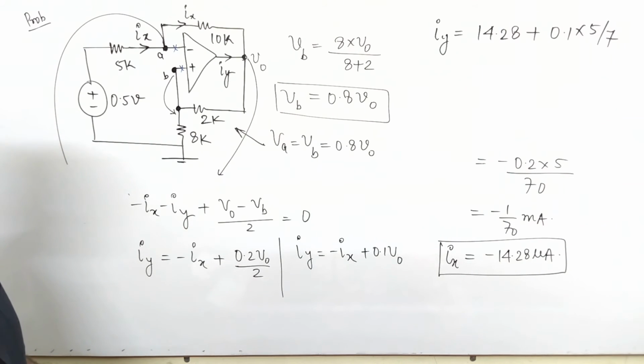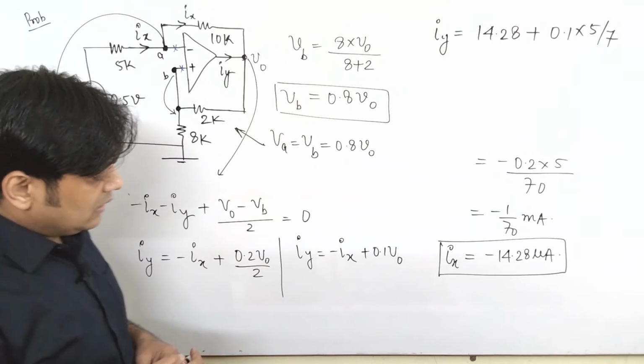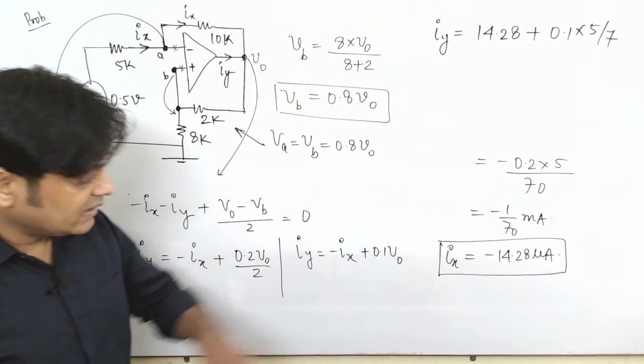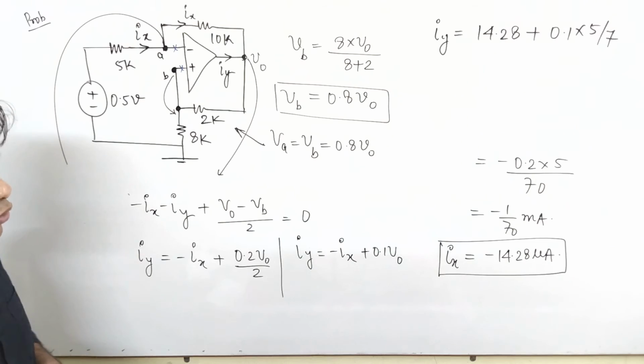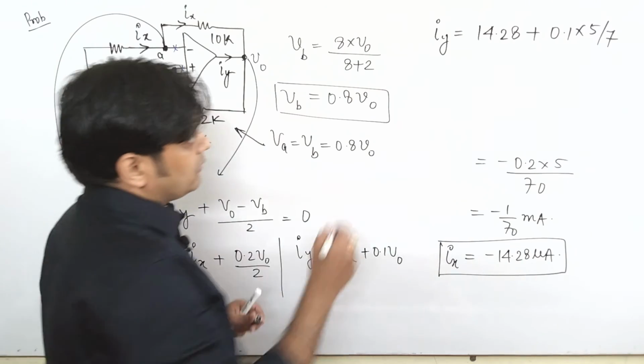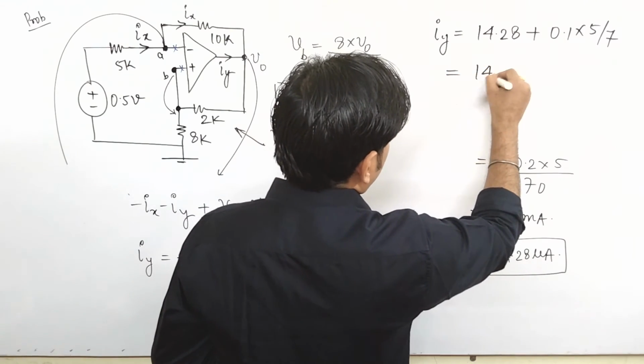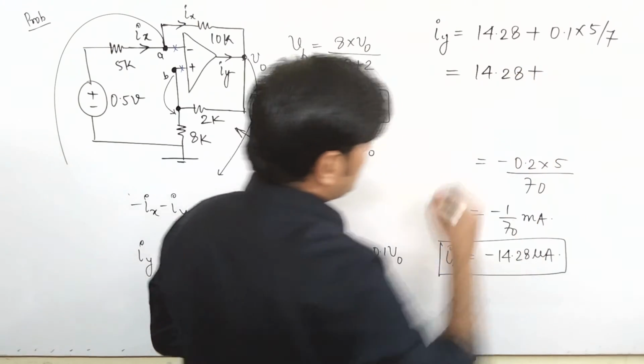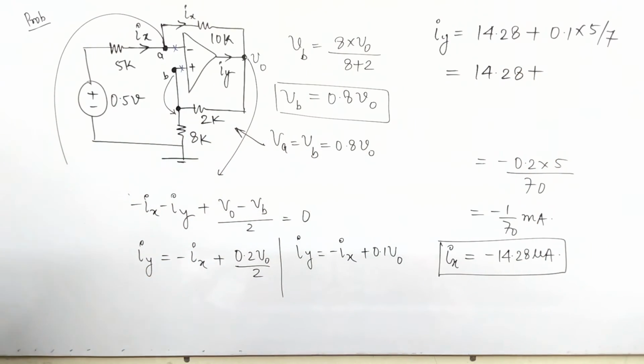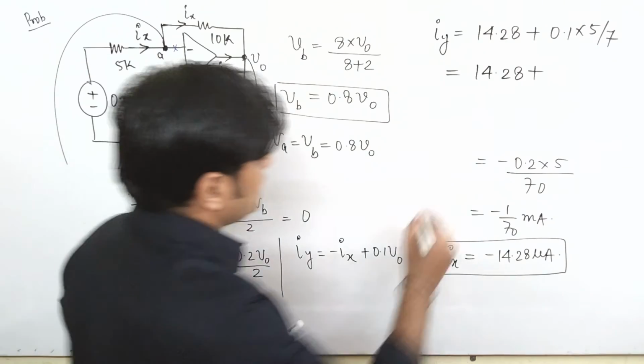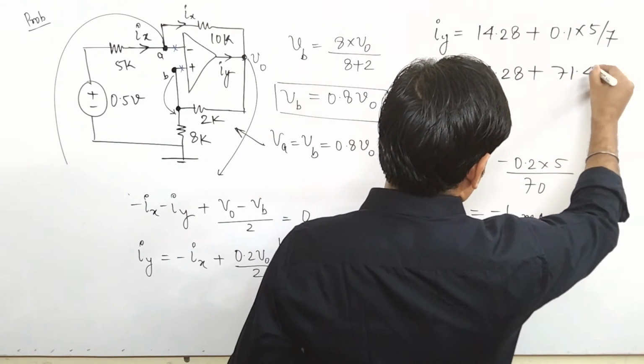So just keep in mind that the value of Iy also comes to be in microampere. Why? Because the value of this 0.1 which we are considering here was in kilo ohm. So just keep that in your mind. So that comes to be 14.28 plus of, just find this value. So this comes to be 0.5 divided by 7. So you can say in microampere, that comes to be 71.4.